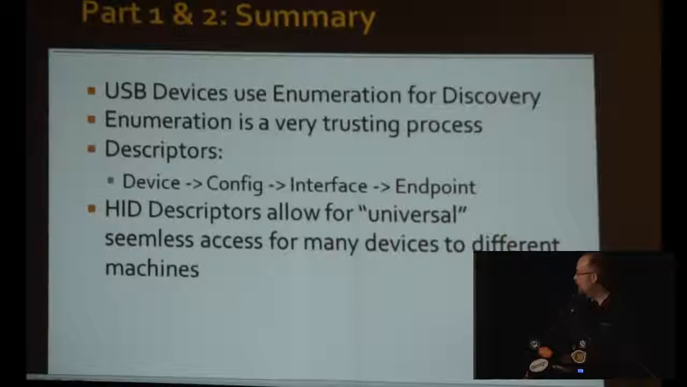So just to summarize the first part, for USB devices, the enumeration process is very important because that's what makes USB USB. And it's a very, very trusting process, and that's the part that is easily, potentially exploitable. And just remember the descriptors: device, config, interface, and endpoint. It always is in that order because you always will see it. And HID descriptors allow for universal access, which we just sort of described.